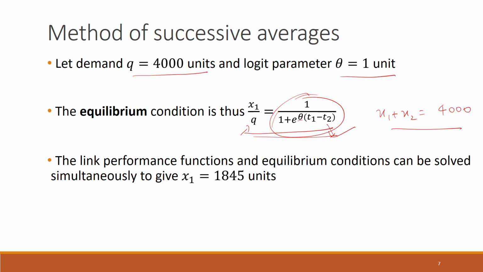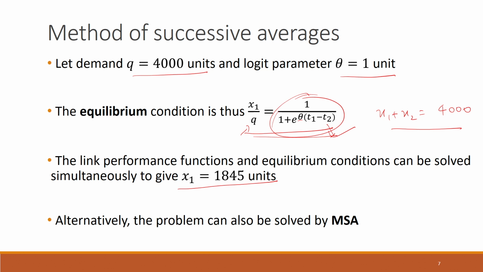Now, this equation has to be solved using a numerical method. Okay. We have seen this kind of example before. So, once we use any appropriate numerical method, we get that x1 is equal to 1845 units. This is the amount of flow that will take place in the stochastic user equilibrium case for this given example. And automatically, once x1 is there, you can calculate x2 to be equal to 4000 minus this quantity.